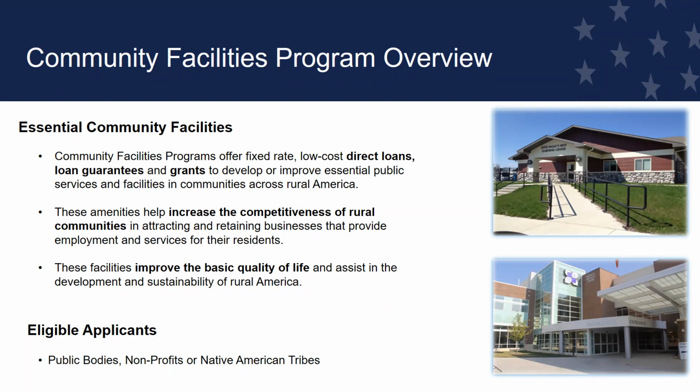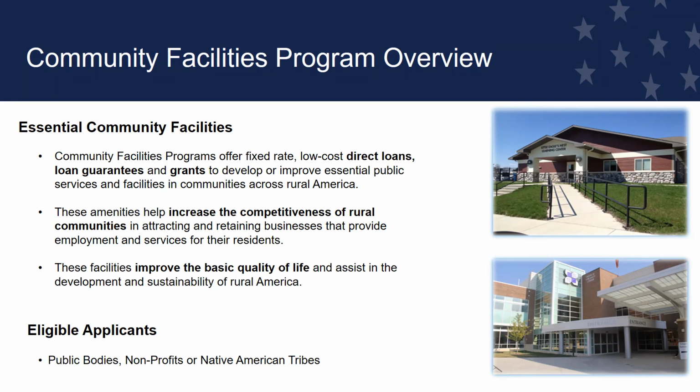Essential community facilities. Everybody asks, what are they? We basically fund the things that improve the quality of life in rural America. So I like to describe it: if you're not a utility, water, telephone, or electric, and if you're not a business, you probably have a good chance of being eligible for the Community Facilities Program. Our funding goes to public bodies and nonprofits and Native American tribes.